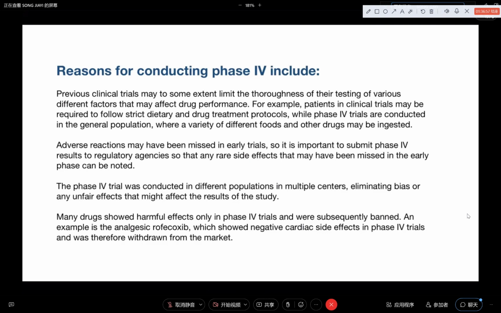In addition, phase 4 trials help to find real adverse reactions that may be missed in other trials and improve the comprehensive understanding of drug safety. Some drugs were exposed to harmful effects in phase 4 trials, leading to their withdrawal from the market. Therefore, phase 4 trials are essential to ensure drug safety and provide comprehensive data for regulators to evaluate the performance of the drug in the global population.